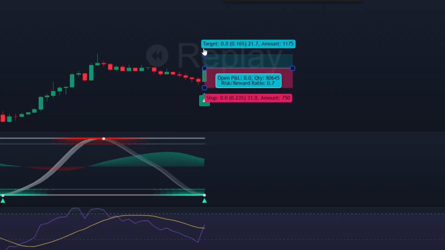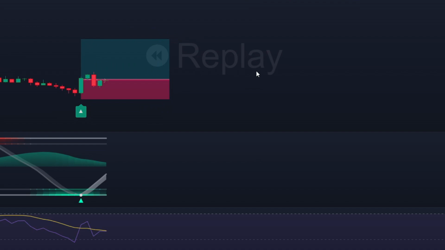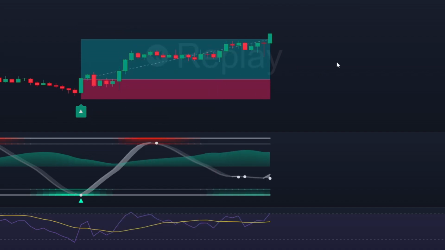For example, if you opened a buy position here, you can put the stop loss just below the recent swing low, and you can set a risk to reward ratio of 2:1.